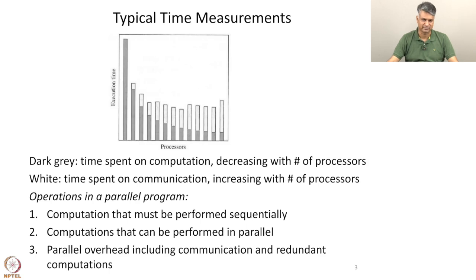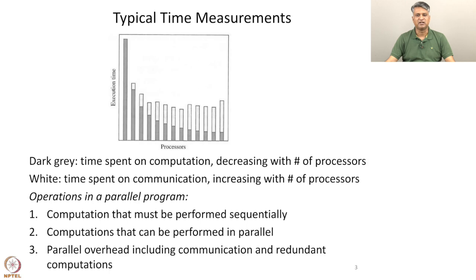Now, typically the operations in a parallel program are divided into three sections. One, the computation that must be performed sequentially; two, computations that can be performed in parallel; and lastly, the parallel overhead, including communication and redundant computations. To illustrate this, let us look at a very simple example.